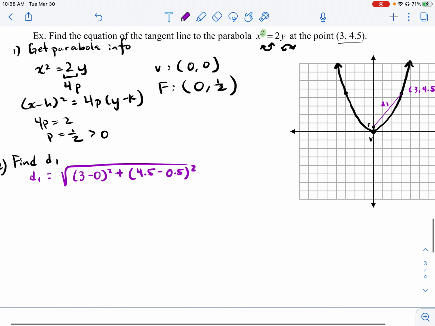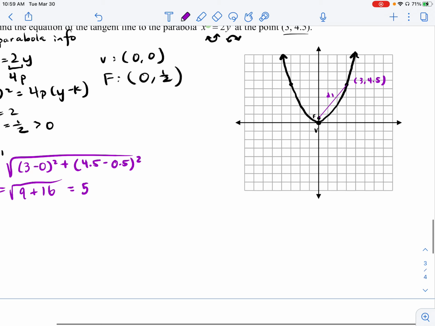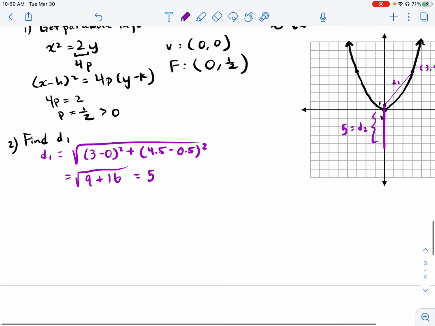And that's going to give me, what is that, 3 squared, which is 9. 4.5 minus half is 4, squared, which is 16. The square root of 25 is just 5. So there's my d1. So this is a nice clean integer. What that means now is that right around here, in other words, the distance from my focus down to where this tangent line is going to intersect my axis of symmetry, this is going to be equal to 5 as well, since they have to be congruent.